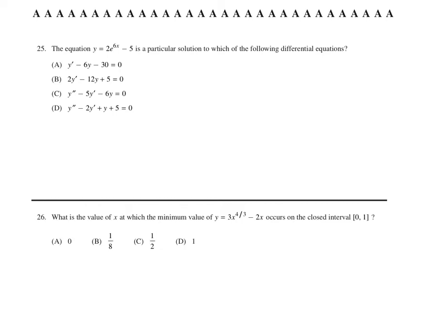So let's go ahead and first find what is the first derivative. The first derivative of e to the anything is going to be 2e to the 6x times the derivative of that exponent, which is 6. And then the derivative of minus 5 is going to be 0. So my first derivative is 12e to the 6x. My second derivative is going to be 12e to the 6x times the derivative of my exponent, which is 6, getting me 72e to the 6x.